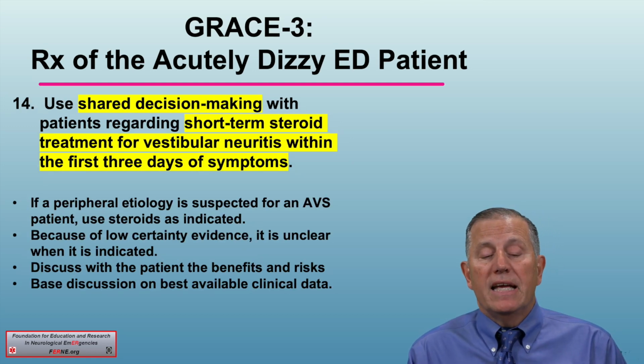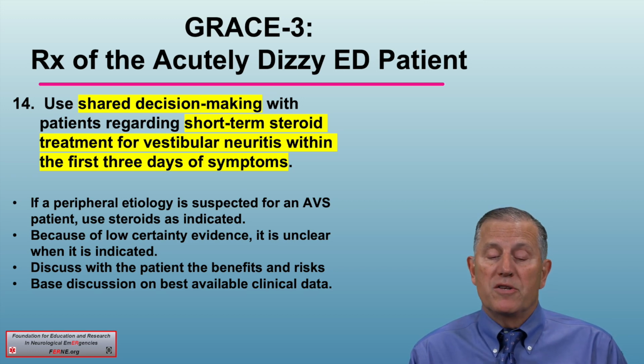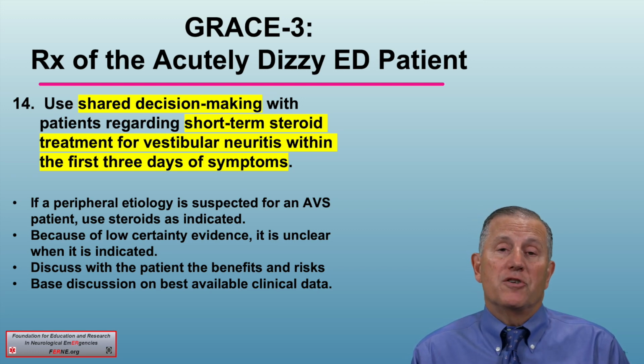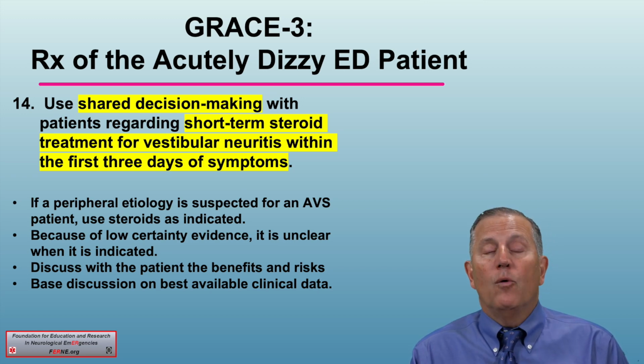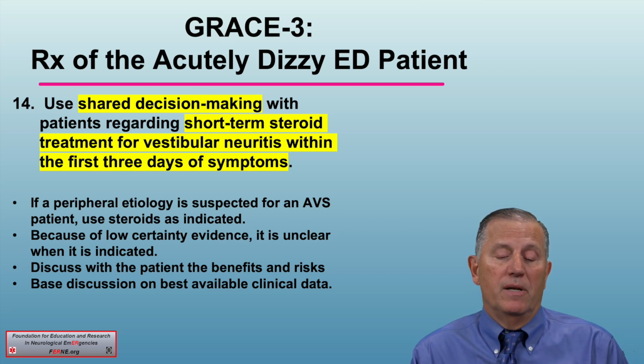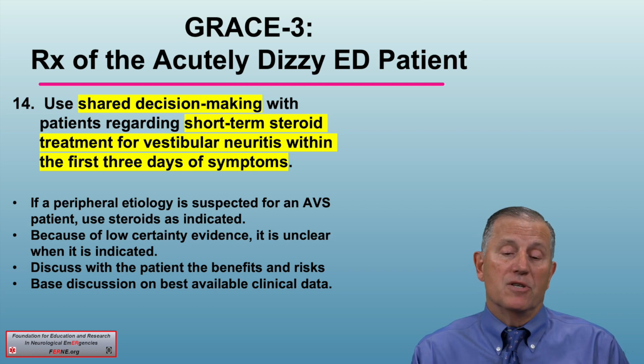So if a peripheral etiology is suspected for an acute vestibular syndrome patient, use steroids when indicated. But because of the low certainty of evidence, it is unclear exactly when it is to be used, and this needs to be considered by the clinician and discussed with the patient. So why is it shared decision making, what are the issues to be discussed, and what could be a templated discussion recommendation by these experts? This information can and will be determined with more study of these GRACE 3 recommendations.